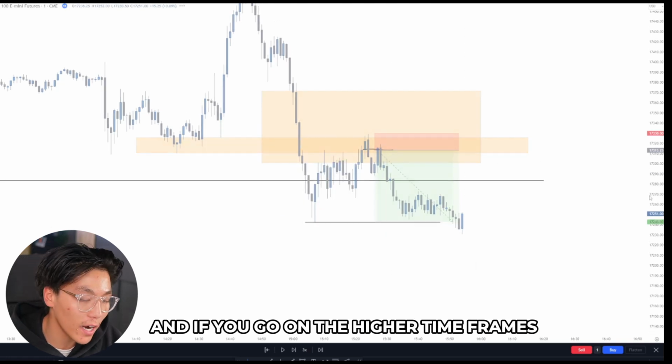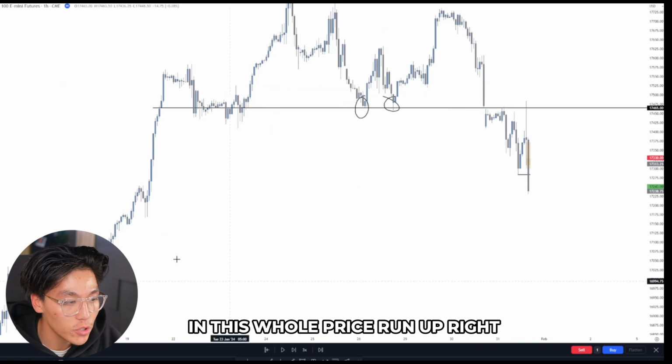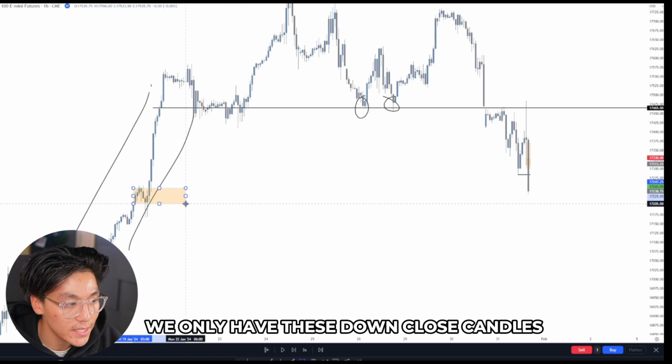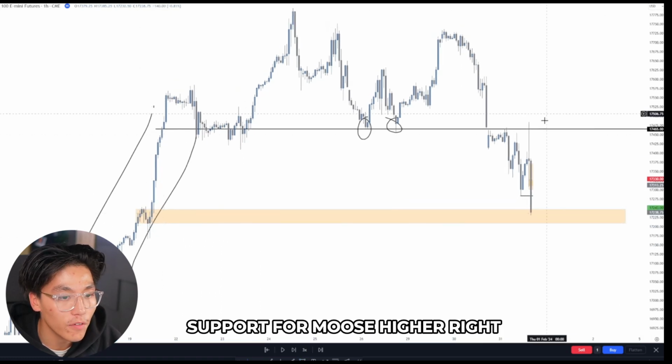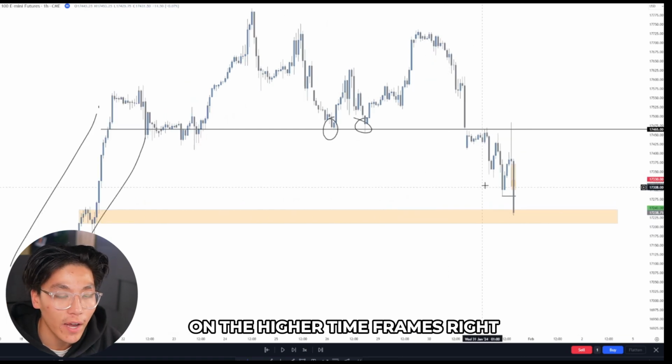And if we go on the higher time frames, look what's also happening here on the 1 hour time frame, right? In this whole price run up, we have what? We only have these down close candles. So, right, this level should act as support for moves higher, right? So we can use order blocks as entries and targets on the higher time frames, right?